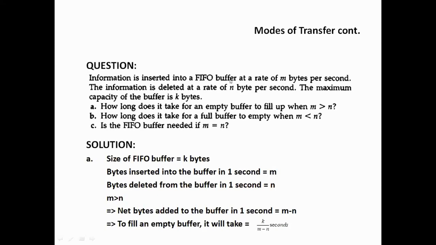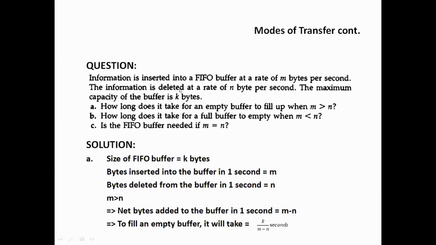So this buffer has many locations in it to store data. It is not a single register buffer, it will have many registers, many storage locations. It can store more than 1 byte. So information is inserted into this buffer at a rate of m bytes per second. So in 1 second, m bytes are inserted into this buffer, which means m entries are made in this buffer in 1 second.